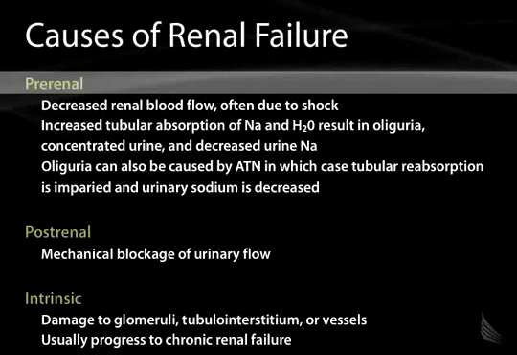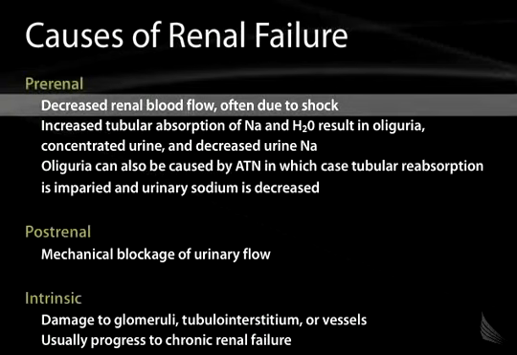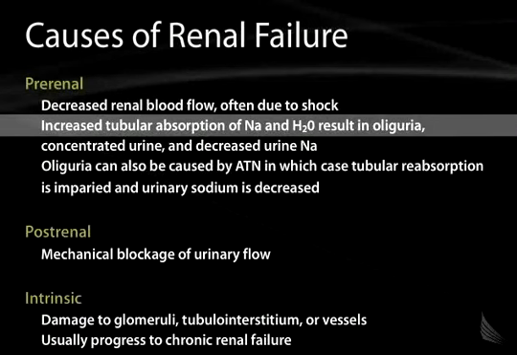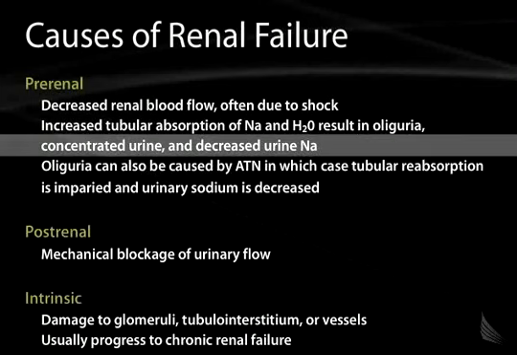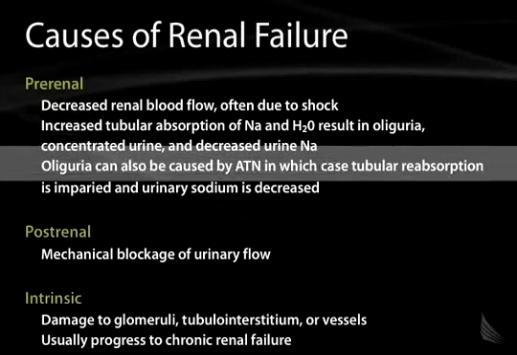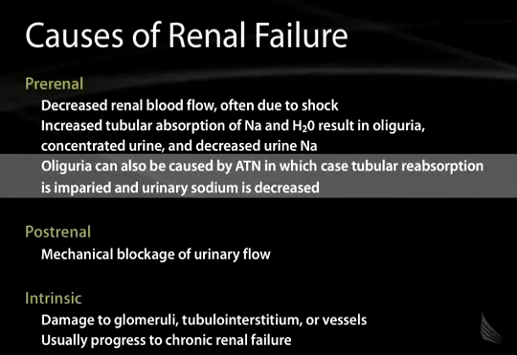You can have pre-renal renal failure, which occurs because of defects in the renal blood flow, that is, in the blood flow into the kidneys. So you can get this from shock, you can get this from obstruction, you can get this from congestive heart failure. Basically what happens is the kidney thinks that blood flow is decreased, and so you get increased tubular absorption of sodium and water. This results in oliguria, a more concentrated urine, and a decreased urinary sodium concentration. This can also be caused by acute tubular necrosis, in which the tubular reabsorption is impaired, and so urinary sodium is decreased.